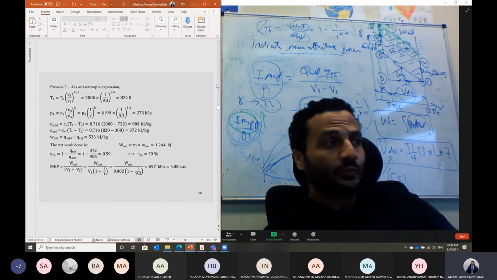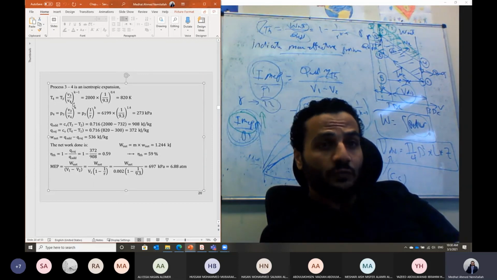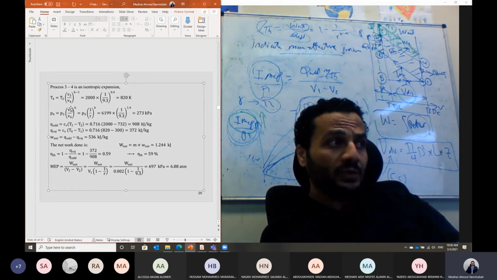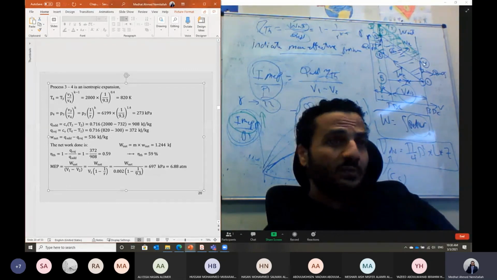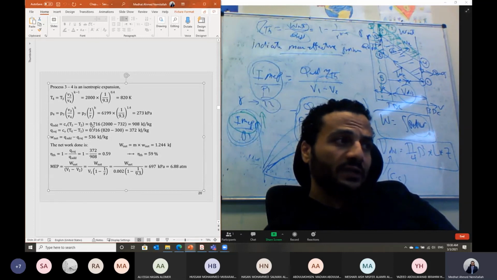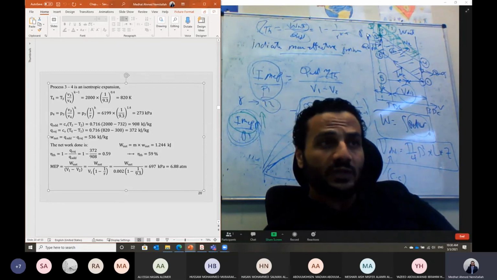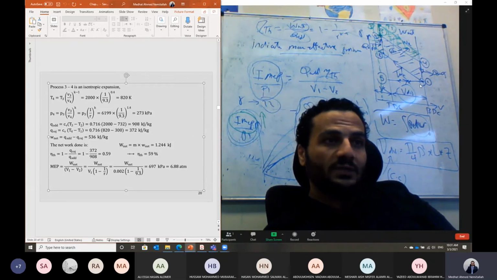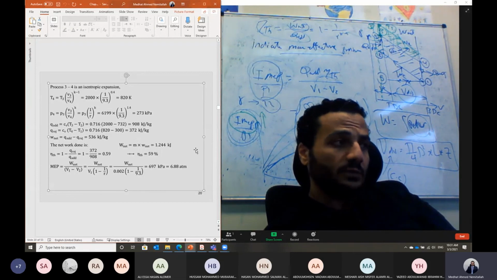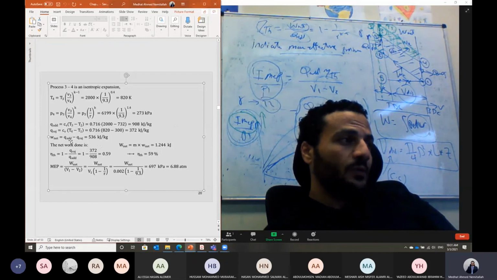The process from 3 to 4 is also isentropic expansion. I can use the isentropic relation between temperature and volume, and also between pressure and volume, to calculate the temperature and the pressure at point 4. Then we can calculate the heat added, from process 2 to 3, which equals Cv multiplied by T3 minus T2. Cv we can get from table A1 for air, 0.716, multiplied by the temperature difference, and we can calculate the heat added. Also we can calculate the heat rejected from 4 to 1 at constant volume, which equals Cv multiplied by T4 minus T1.